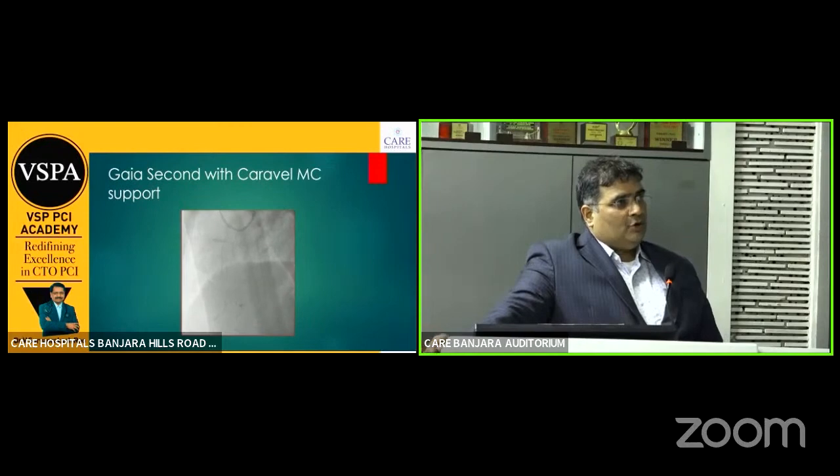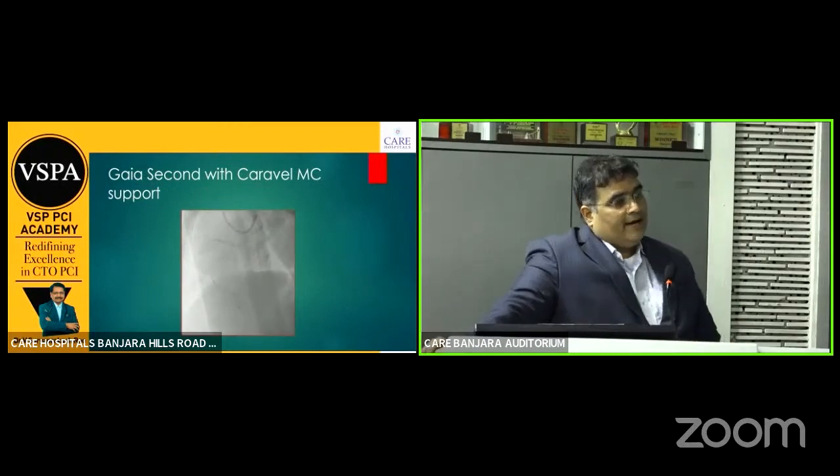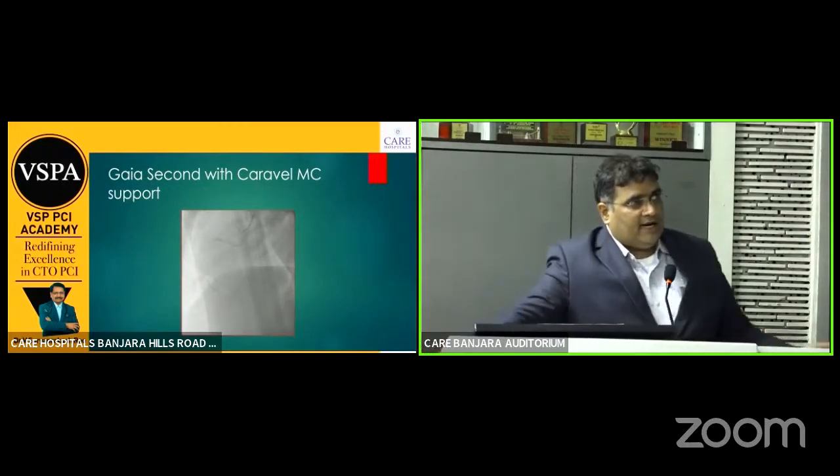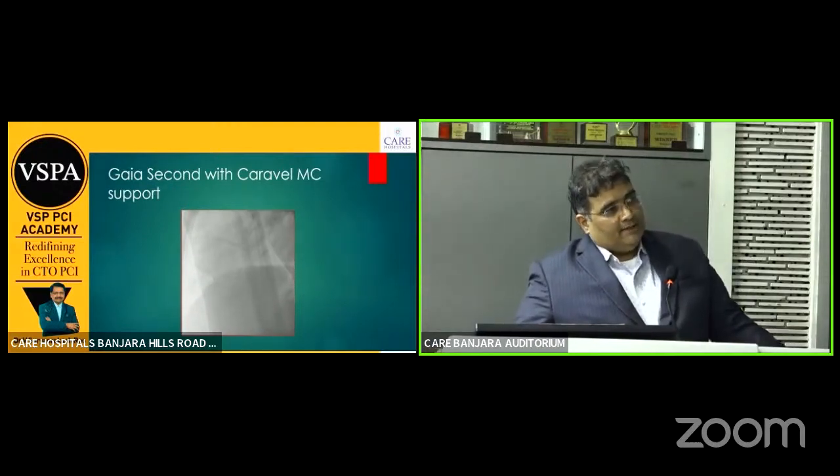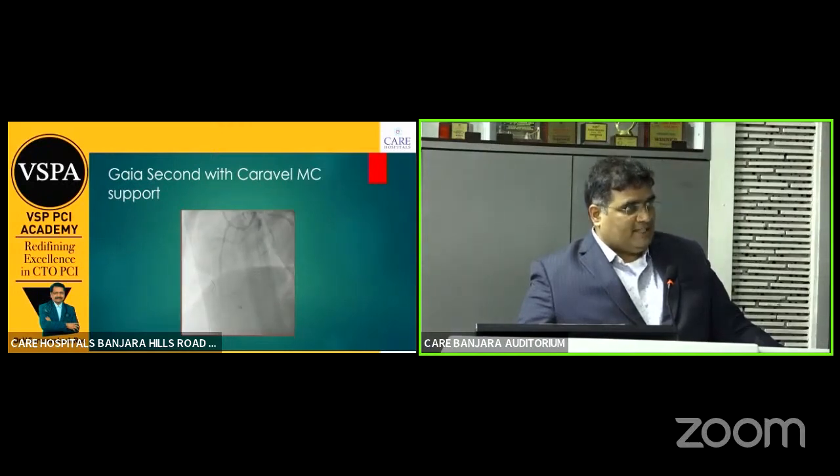So there, we should always resist the temptation to perform an antegrade angiography. If you have good retrograde collaterals, our entire angioplasty procedure, as much as possible, should be guided through a contralateral angiography rather than an ipsilateral angiogram. With an ipsilateral angiogram, if the wire goes subintimal, the dissection plane continues to increase. So we changed to a Gaia Second with Caravelle microcatheter support. Next, please.